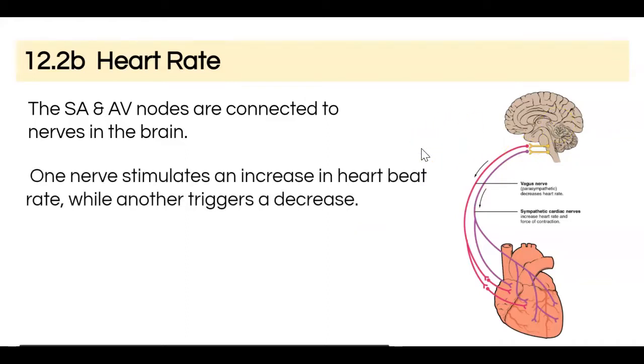So one nerve is going to stimulate an increase in our heartbeat, and the other one's going to trigger a decrease in our heartbeat. So what would be some situations or some conditions under which your brain would be telling your heart to beat faster? I want you to think about that for a second, and pause the video if you need to.